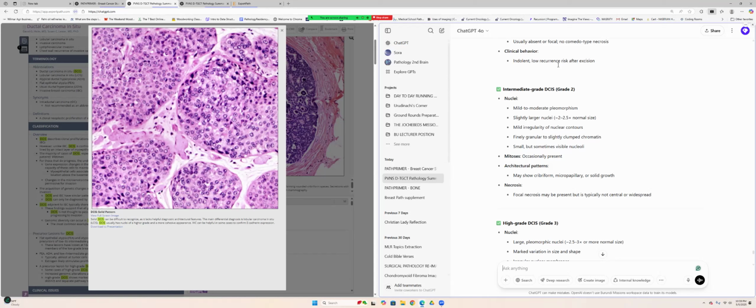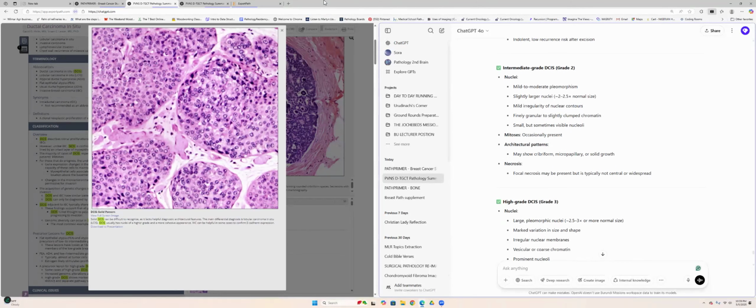What of intermediate grade DCIS, grade 2? Parameters. That would be minor to moderate pleomorphism, 2 to 3 times the size of normal nuclei. You can compare these cells here to the cells here, that's like 2 times. Okay.